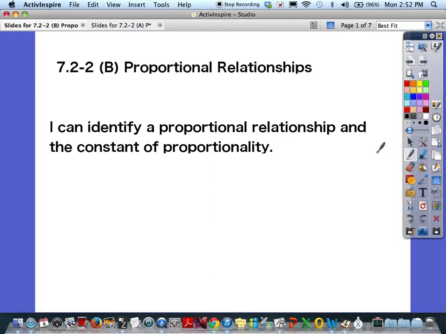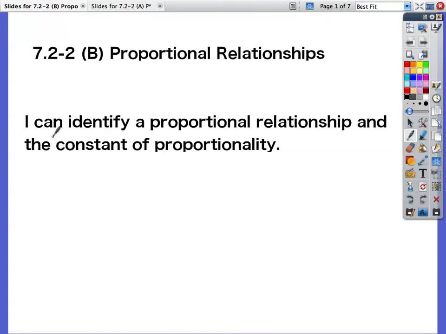So this is the second video for proportional relationships. And your I can statement is I can identify a proportional relationship and the constant of proportionality. These are some big words, but you already know the math behind the word. We just have to attach what you already know to a new word now. And so let's start with that.